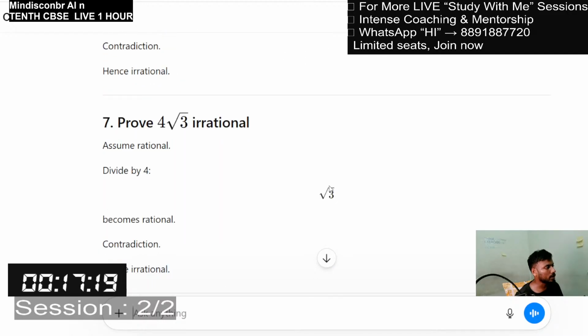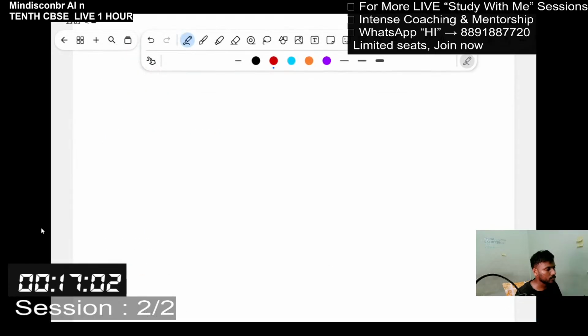True for root 3 irrational. This is also in the same way. For 4 root 3, let us assume that 4 root 3 is rational. So we can write 4 root 3 is equal to a by b, where a and b are integers, b not equal to 0, and a and b are co-prime.